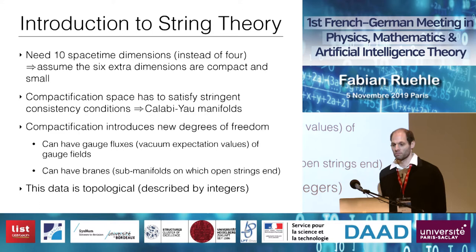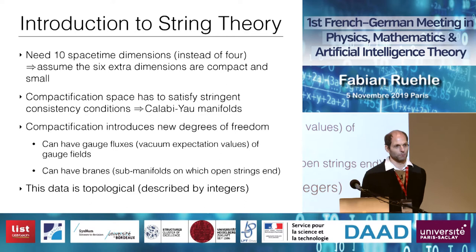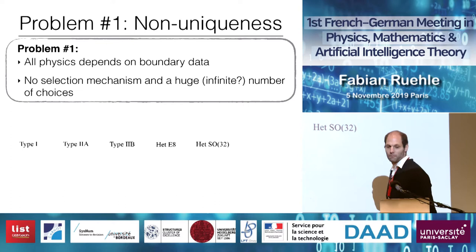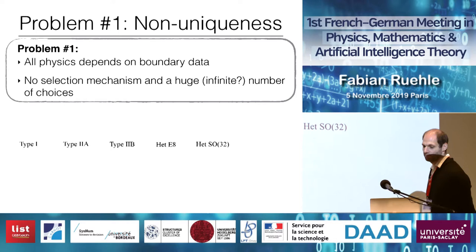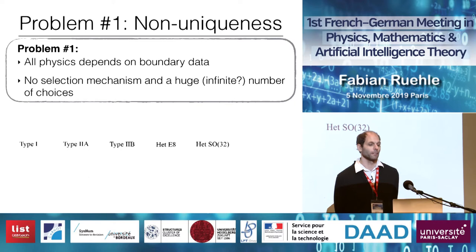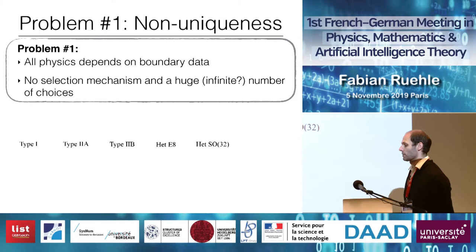That sounds very good and very simple, so let's just write down a bunch of integers and study string theory. Well, of course, it's not that easy. There are two problems, essentially. The first problem is non-uniqueness. Essentially, all physics that we get out of string theory depends on this data, the choice of the compactification manifold, the fluxes, the branes, and so on. And we do not have a selection mechanism for this data.